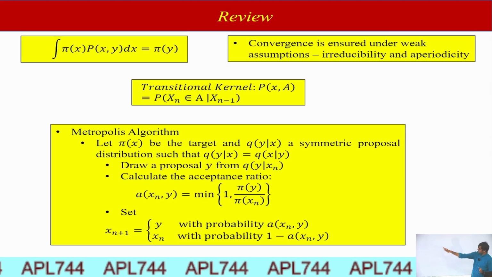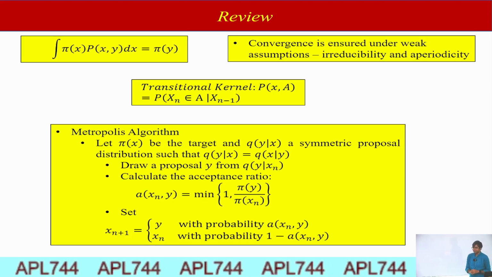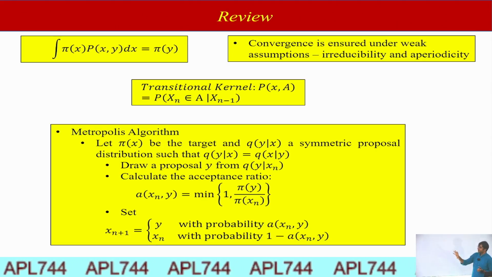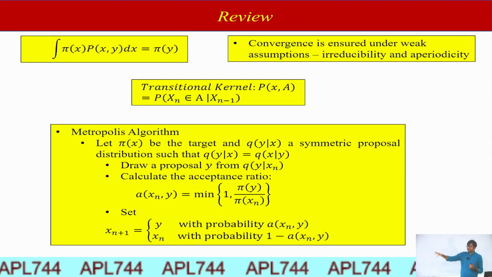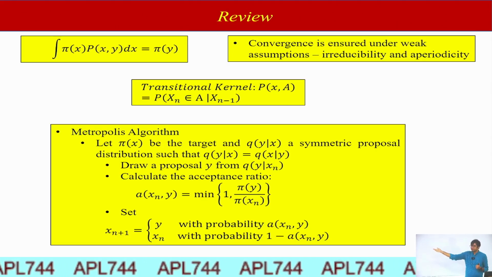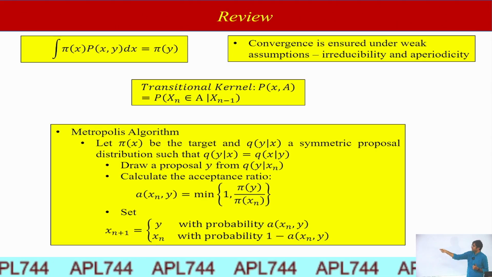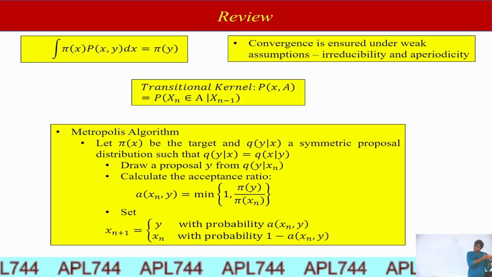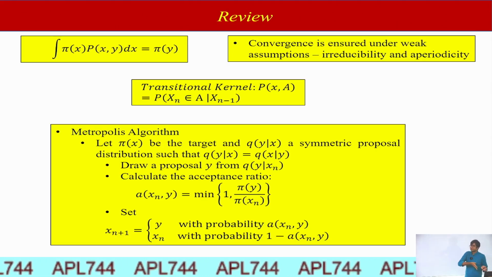Very quickly, this is the Metropolis algorithm that we discussed. The idea is that it is motivated from rejection sampling. You will see that there is an acceptance ratio. But here, when you are rejecting something, it's not just getting rejected, you are retaining the previous sample. So that is the difference.